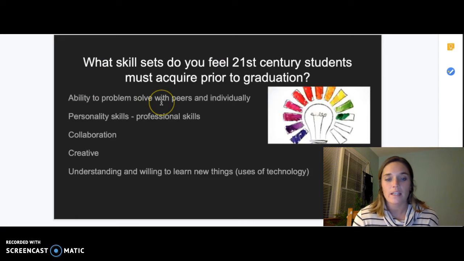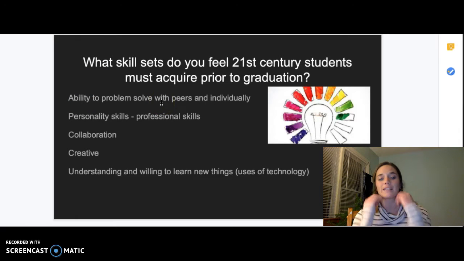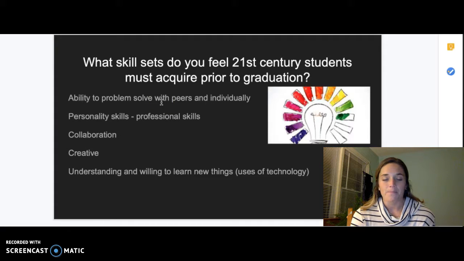So this next one, what skill sets do you feel 21st century students must acquire prior to graduation? This is a big one for me. We get these kinds of questions often throughout the school year, and I've been guilty of thinking about this multiple times, because as a second grade teacher, I think, prior to graduation, they still have how many years of schooling left? Well, that's not necessarily it. It's the steps that they can acquire to get there, and I have to remind myself about that.